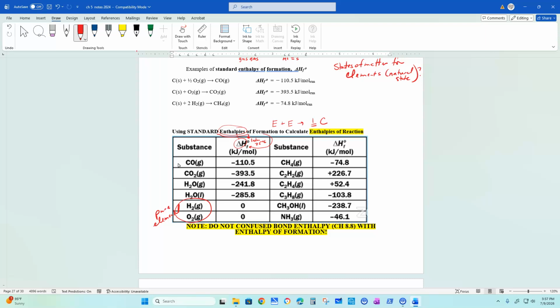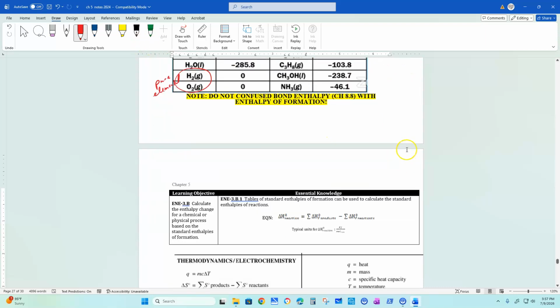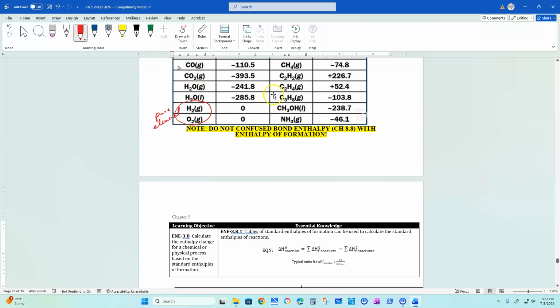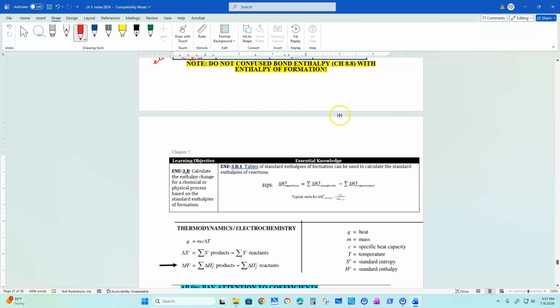Okay, so a little note before we practice. Do not confuse bond enthalpy that's coming in chapter 8 with enthalpy of formation. These are two separate things. Just a little fair warning before we get into chapter 8. Okay, so we have a calculation that we use. Now we're going to be using this chart for the practice problem, so I'm going to come back to it.